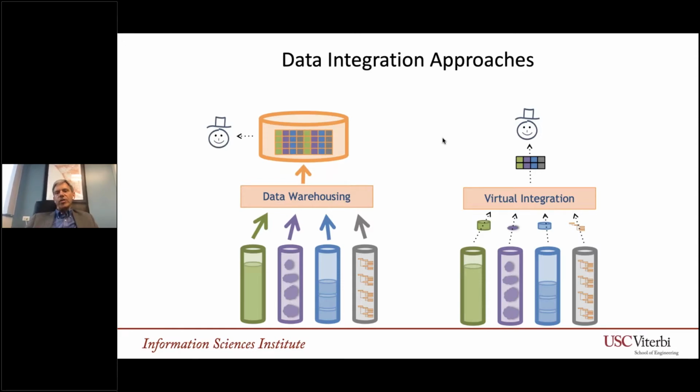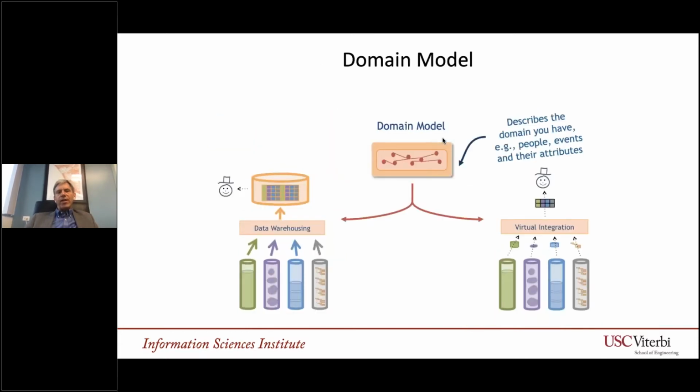And then there's the virtual integration approach, where you don't actually move the data, but you want to provide some kind of integrated access to a bunch of data and do it virtually. Now, in either of these approaches, you need some way of describing the contents of the different sources in order to be able to integrate them. Traditionally, that's done using what's called a domain model, where you basically have a description of what's in each of the sources. It describes what the people, events, and all their attributes are in the various sources.